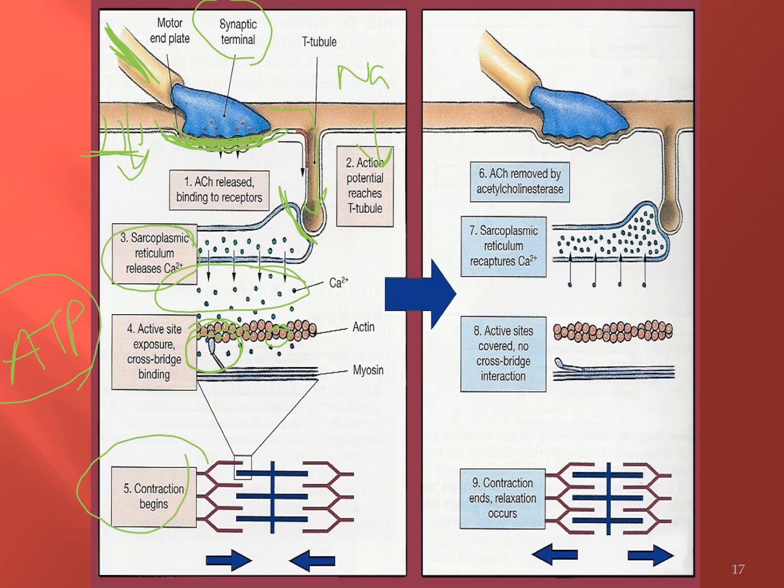So in order for us to stop the contraction, we are going to pump calcium back into the sarcoplasmic reticulum so we can store it. Actin binding sites get covered up again, so troponin and tropomyosin move back to their resting configuration and cover up those binding sites. Acetylcholine is removed from this neuromuscular junction through an enzyme known as acetylcholinesterase.